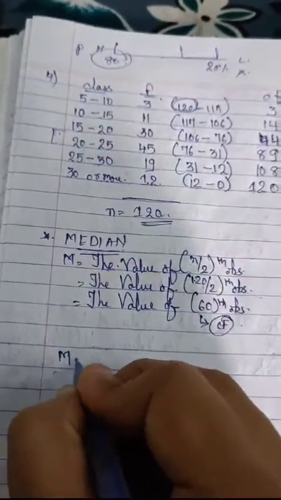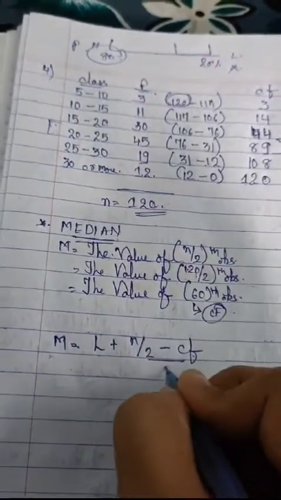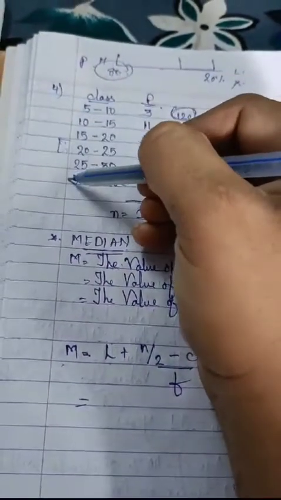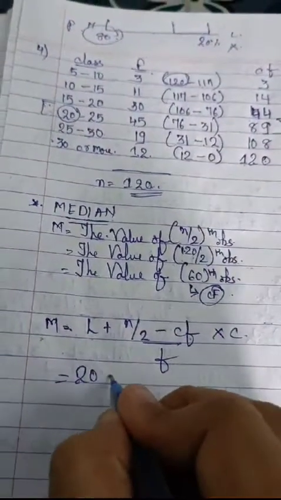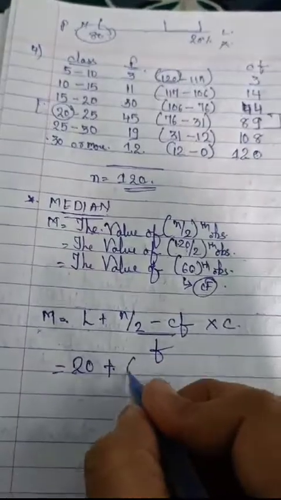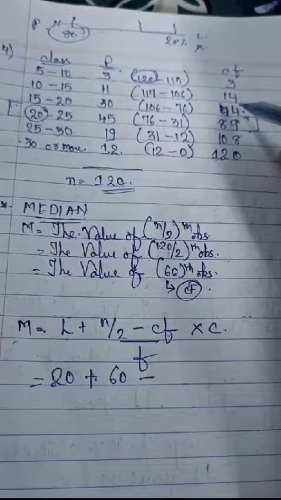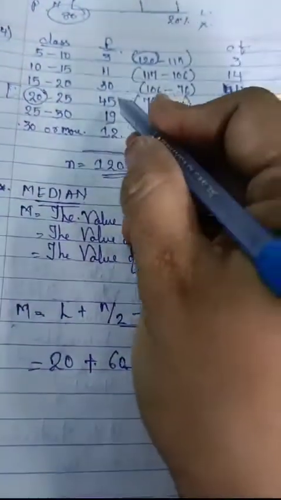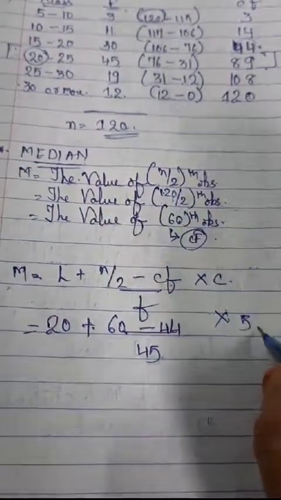Okay, so as per this class we will take L plus n by 2 minus CF upon F into C. Lower, these all are said to be your lower classes. So our lower L is what? 20 plus n by 2 is what? 60 minus CF of the selected above one. CF we have to take the above one, so that is 44, divided by F of the same class, that is 45, into C. So what is the difference? 25 minus 20, so that is 5. The class width of 5 is there.